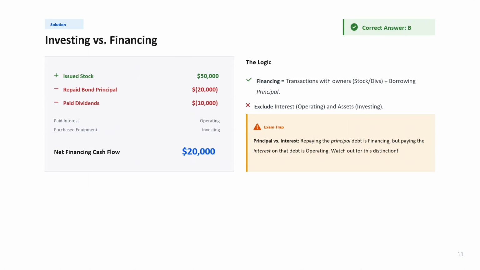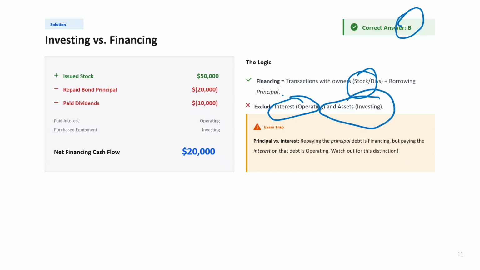Okay, the correct answer is B. This time it's not A, fortunately. The logic is they were basically asking us which one was related to financing activities. Remember, financing are transactions with owners and related to borrowing principal. But if we see something that is interest, remember that's related to operating. And if we see something about long-term assets, those are related to investing.